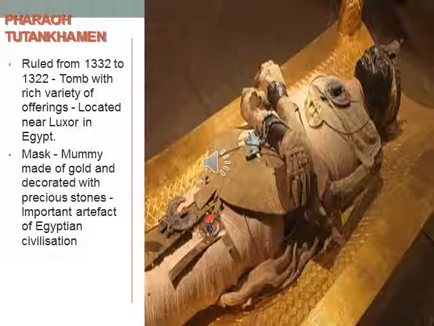So Egyptian civilization depended completely on the flow of river Nile. So Egypt was called the gift of Nile by the Greek historian Herodotus. He was called the father of history. So he said Egypt was the gift of Nile.